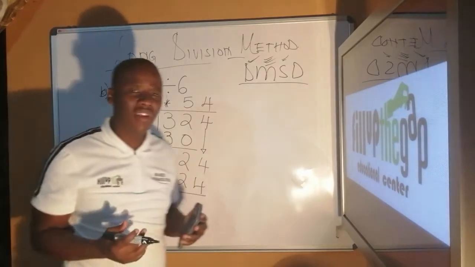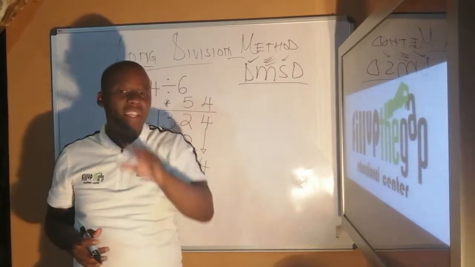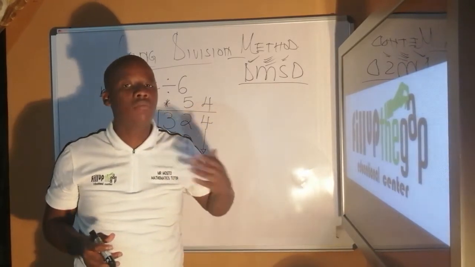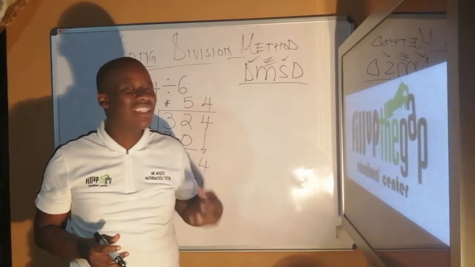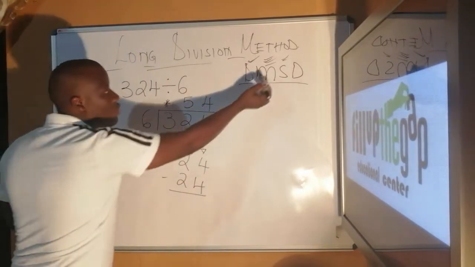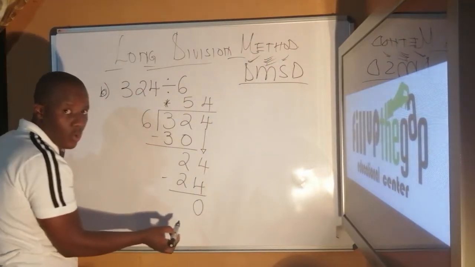I hope right now you're getting it, because it's a bit easier, honestly speaking. You just repeat the same procedure time and again. So right now we are subtracting because we are done with multiplication. So 24 subtract 24 is going to be 0.